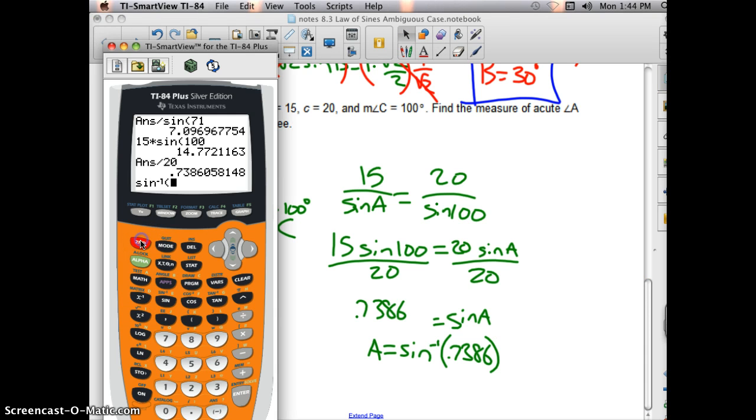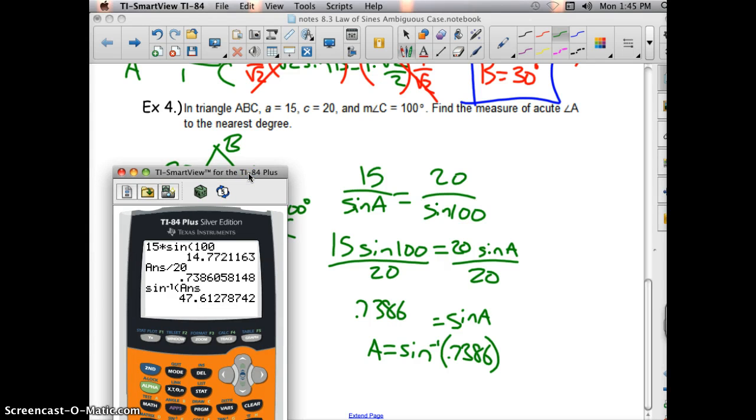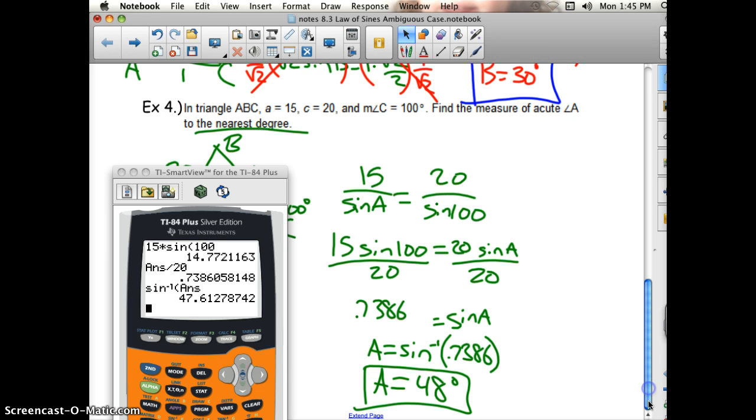Second sine, second answer, and I get, what's this? Rounded to the nearest degree. See that? To the nearest degree. So that is going to be A equals 48 degrees. And that is an acute angle, for sure.